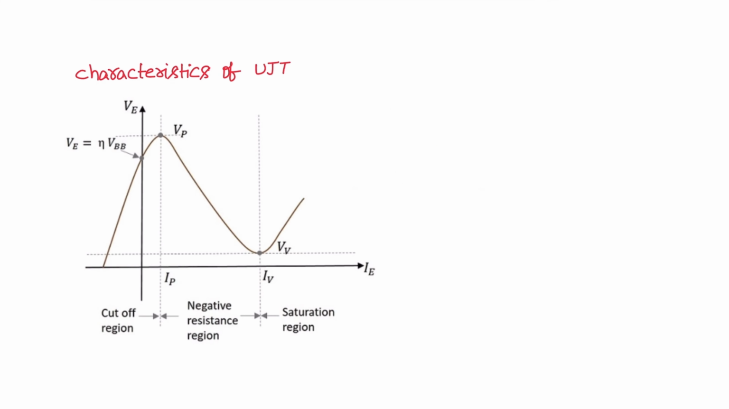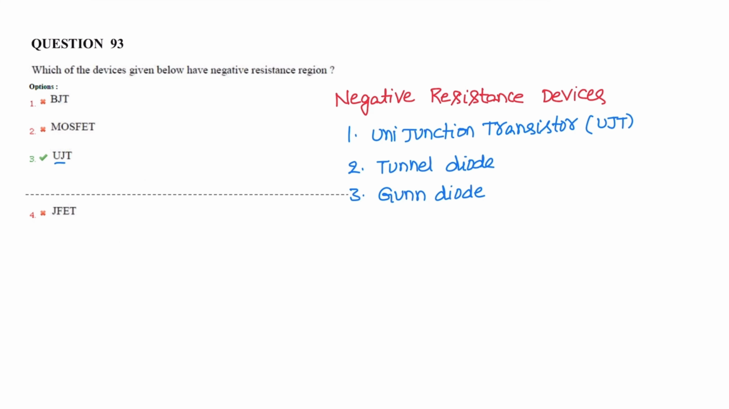Let us see the characteristics of UJT. And this is a region in between. It exhibits negative resistance. That is, as current increases, voltage is decreasing. Negative resistance region. Correct answer is option 3.